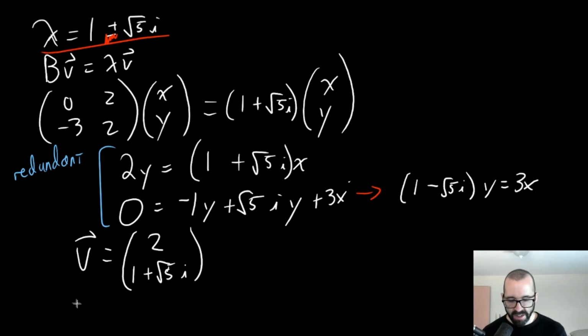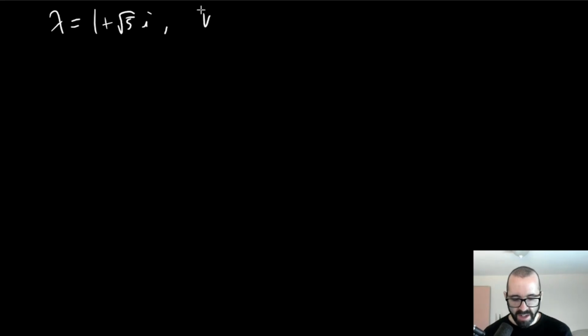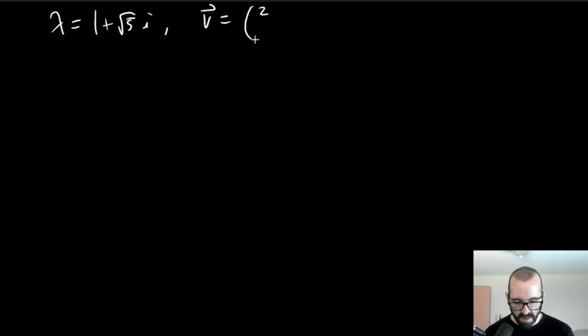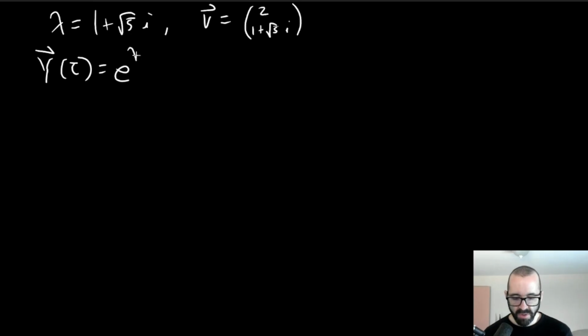So we have our eigenvalue, we have our eigenvector, we have one complex valued solution. Specifically, lambda, we only need one of these, is 1 plus root 5i. Our eigenvector was 2 and then 1 plus root 5i. We can use this to find a single complex valued solution. And that is no different than it was for real valued. Eigenvector, eigenvalue. What is that?